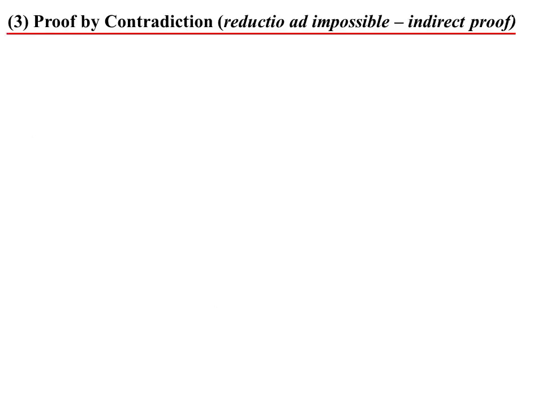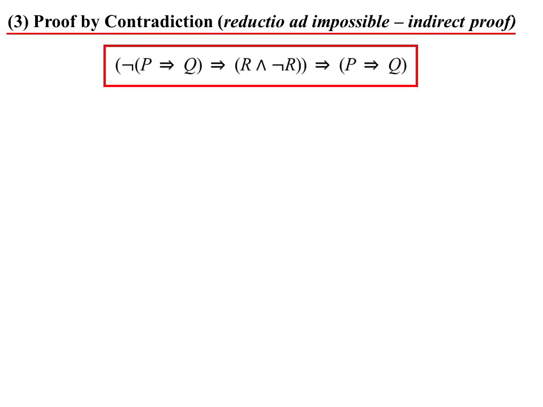We have seen this technique before. Proof by contradiction. In Latin, reductio ad absurdum. It's what's known as an indirect proof. And here are the conditions for it. If we have the negation of p implies q, right?